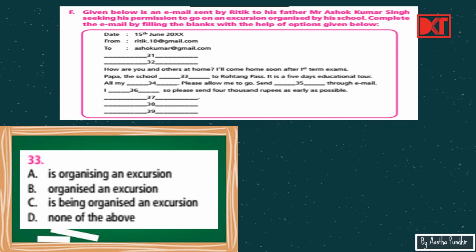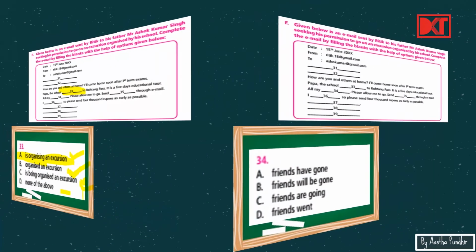Okay, next up 33. How are you and others at home? I'll come home soon after first term exams. Papa, the school dash to Rotang Pass. It's a 5-day educational tour. Okay, the school is organizing an excursion. The options are organized an excursion, is being organized an excursion, or none of the above. Pretty easy. The school is organizing an excursion. This is present continuous. Be organized an excursion is past tense. Is being organized, again incorrect. Correct answer is A. Papa, the school is organizing an excursion to Rotang Pass.